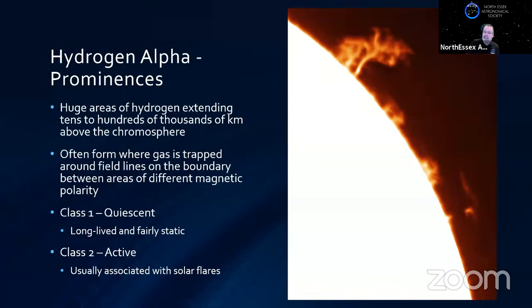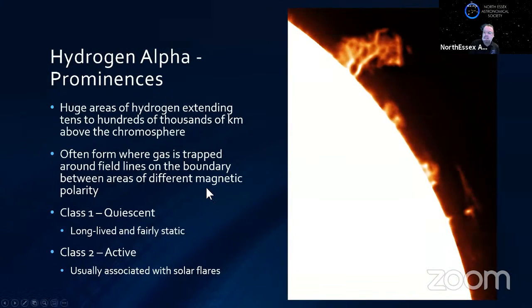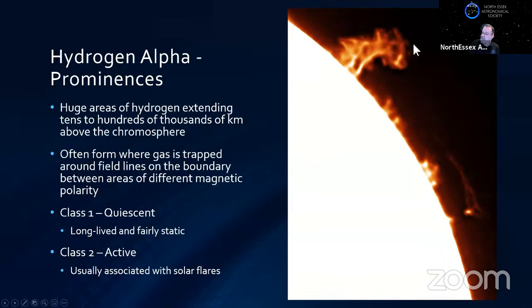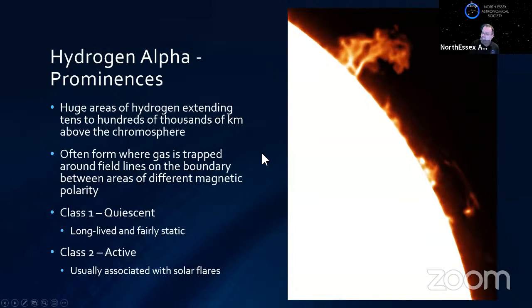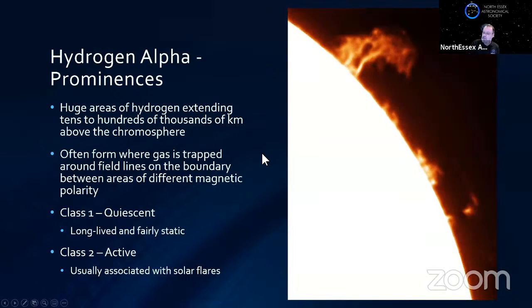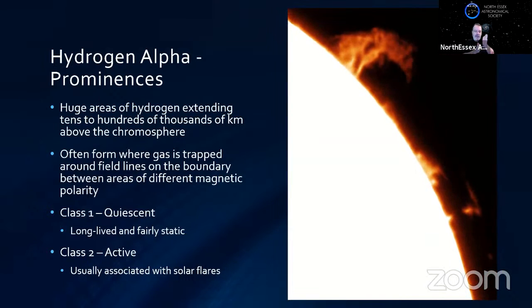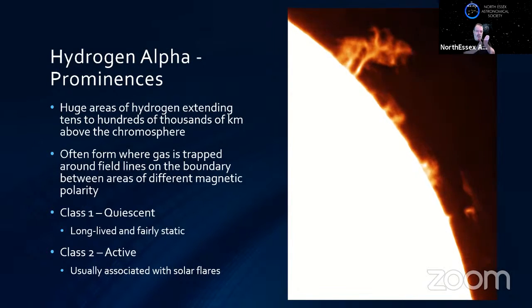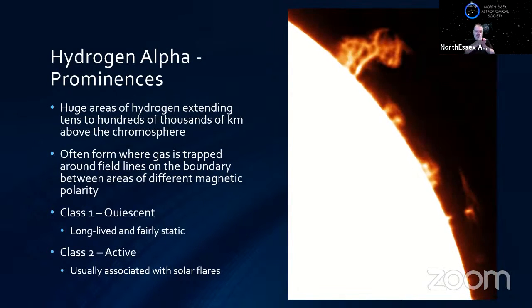The other big thing you see in hydrogen alpha is prominences. These are huge areas of hydrogen that extend into space above the chromosphere. And again, they're lifted up and trapped between magnetic fields, often between opposing magnetic fields that are going in different directions, and this thing called shearing, the same sort of thing that goes on in wind when you have tornadoes. Gas gets trapped along the magnetic field lines and lifted up.